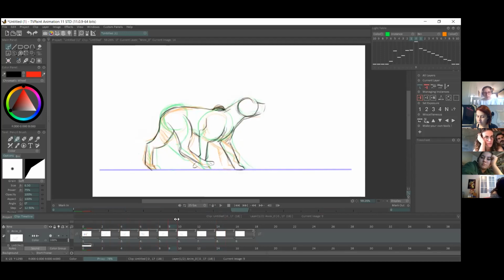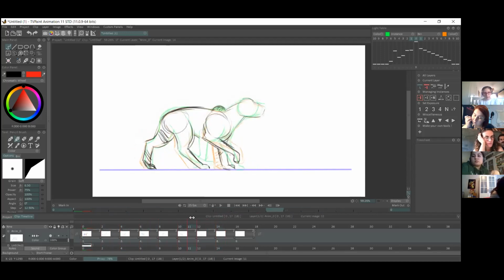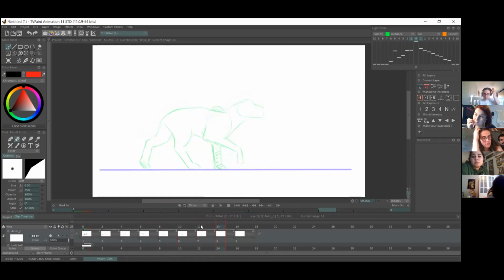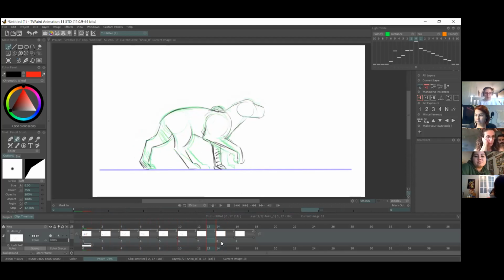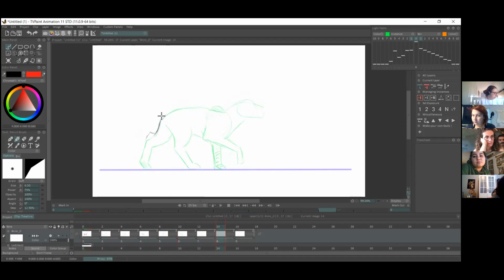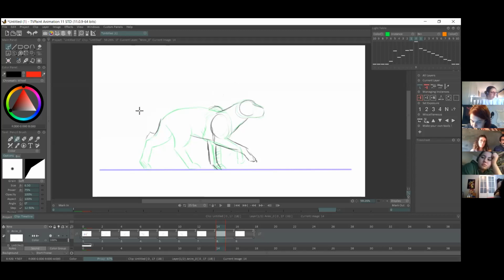Okay. So we have almost a full cycle. One set of legs has almost finished. Yeah, the front leg is coming forward now. And the back leg has come up as well.